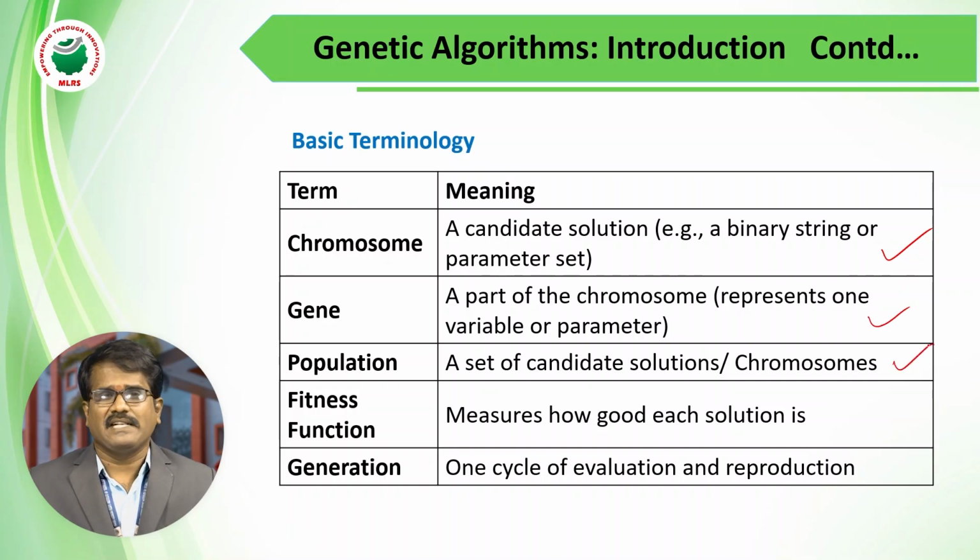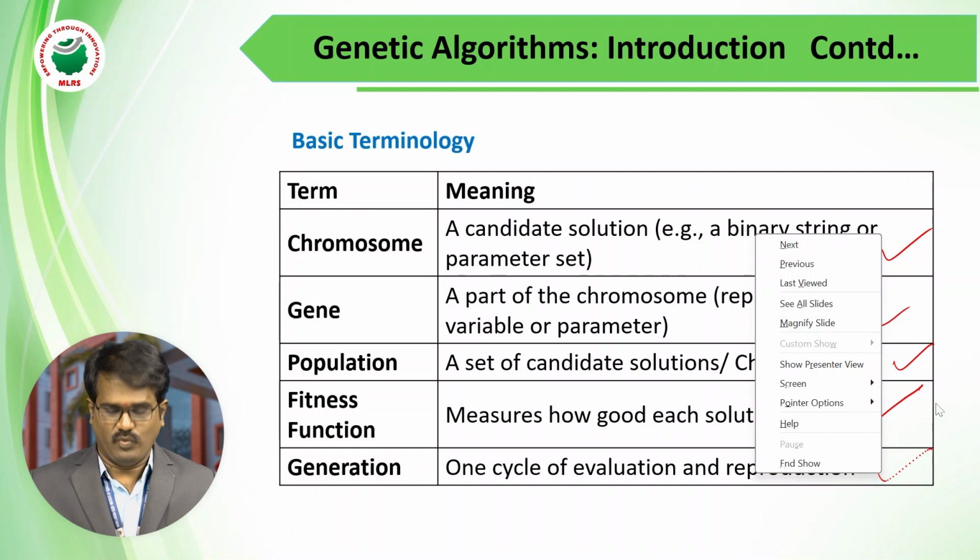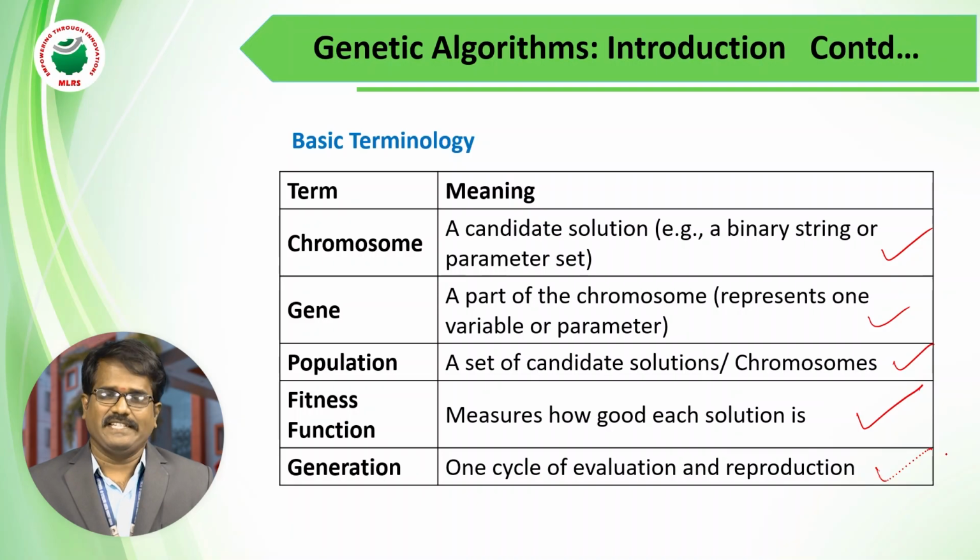Population. Whenever we are considering a number of chromosomes or a number of candidate solutions which can be used to evolve the next generations, that is called population. Next, fitness function. With the help of the fitness function, we measure the fitness of the candidate solution, how good enough this candidate solution is for the next generation. For that purpose, we are using the fitness function. Next, generation. One cycle of evaluation or reproduction activity is known as generation.